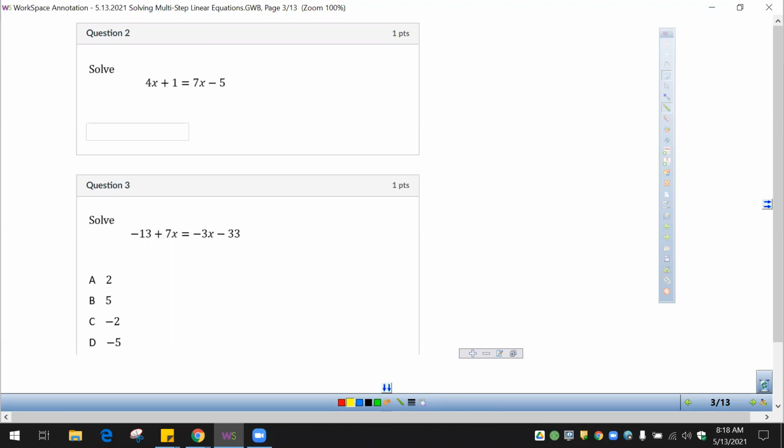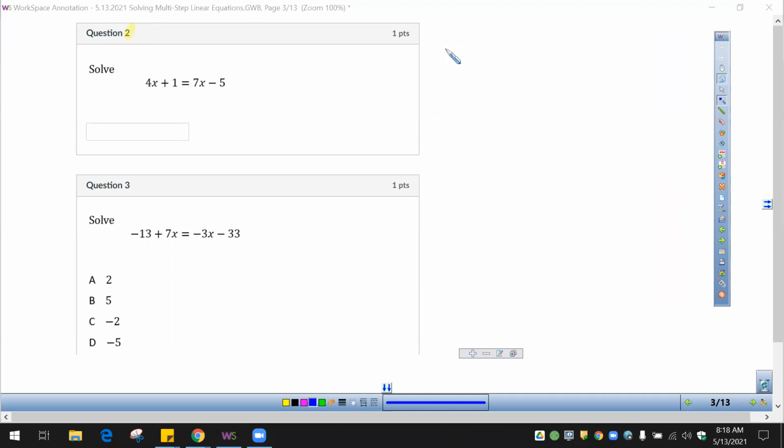All right. So let's go over a couple of these. Most of these we've seen. So let me go over some of the free response ones. So you go ahead and look at number two. This is a two-step equation, or three-step equations. There's variables on both sides.